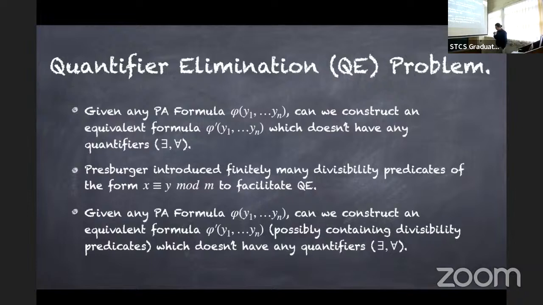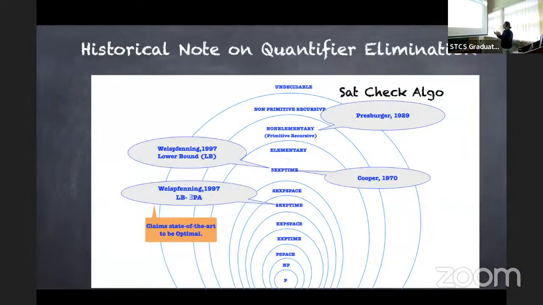So then the problem boils down to: given any PA formula, can we construct an equivalent PA formula with these extended divisibility predicates, which does not have quantifiers? This is the problem that we'll be focusing on. And to give a historical note, the very first satisfiability checking algorithm was indeed via quantifier elimination.